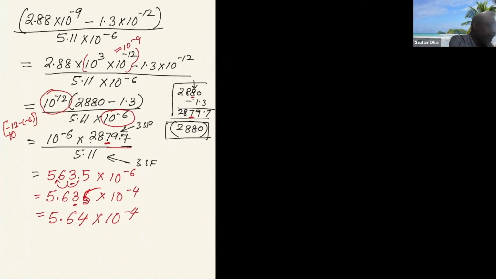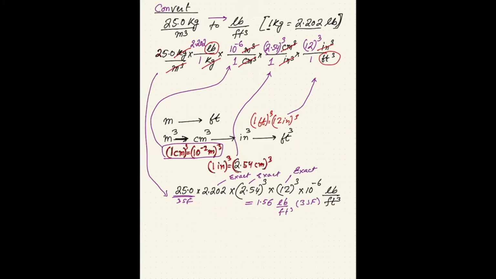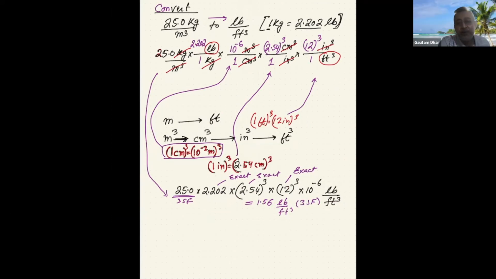Okay. Now here are some conversions. We saw a lot of conversions, right? Now this is a multiple conversion where units are both in the top and the bottom. See, I'm trying to convert. If you look at the problem, there is 25.0 kg per meter cubed, and I want to convert that to pound per feet cubed.